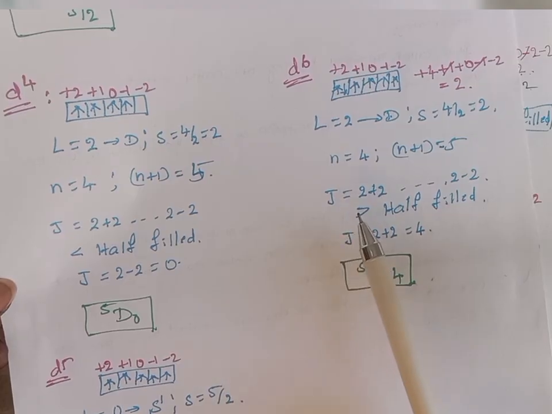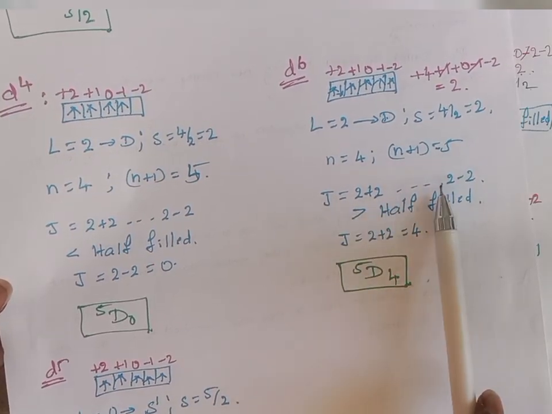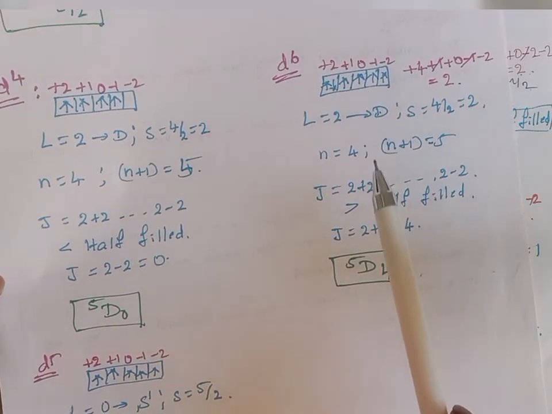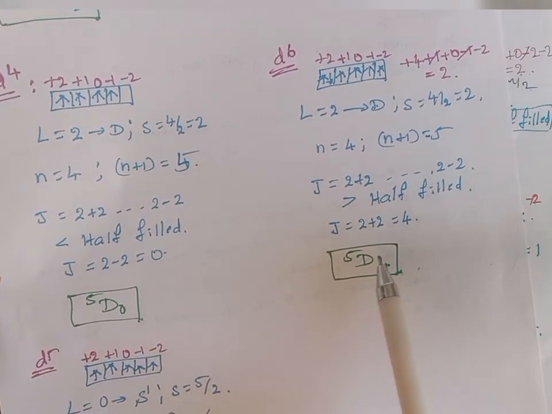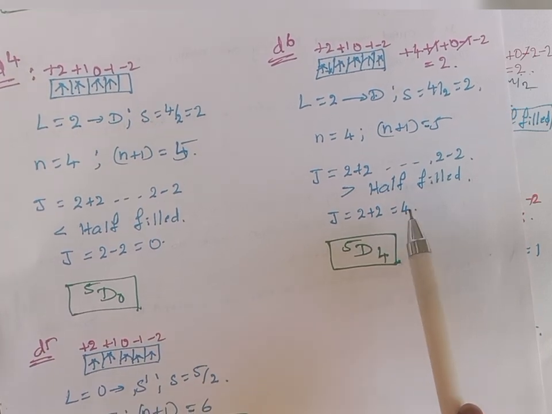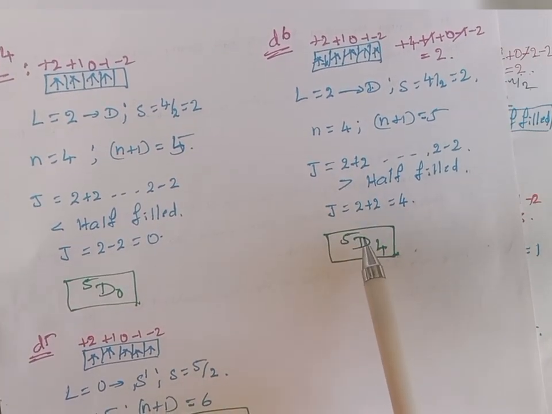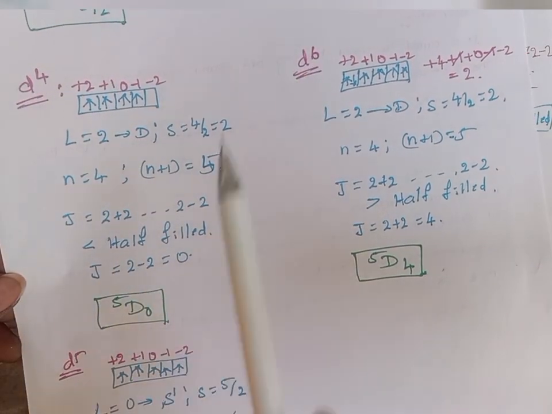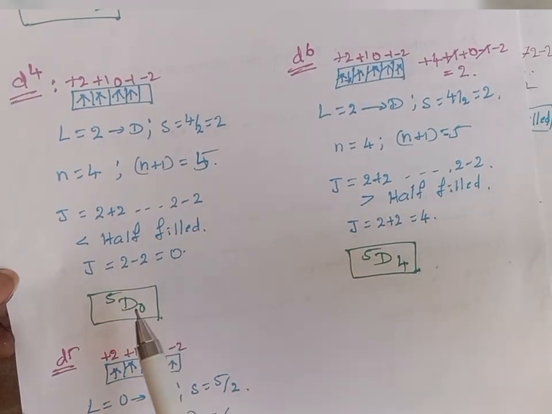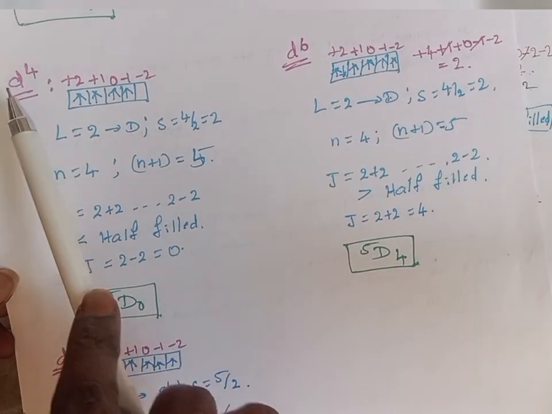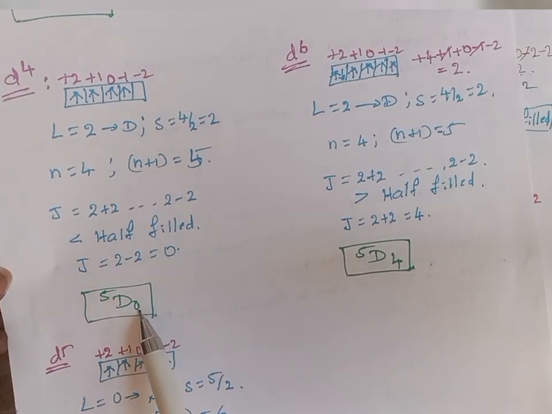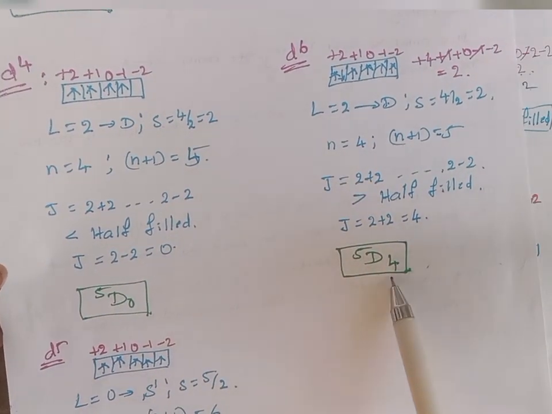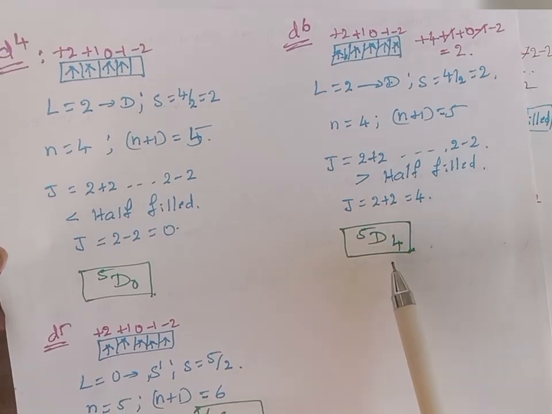The J values will be L plus S to L minus S. It is greater than half filled configuration, right? So we can consider the highest J value as the ground state term symbol. So the highest J value is 4. So 5D4 is the ground state term symbol. So D4 and D6 have the same term symbol, but a difference in J value. D4 is less than half filled, so the lowest J value is the ground state term symbol. D6 is greater than half filled, so the highest J value will be the ground state term.